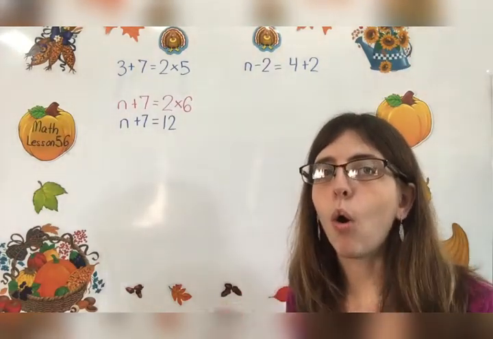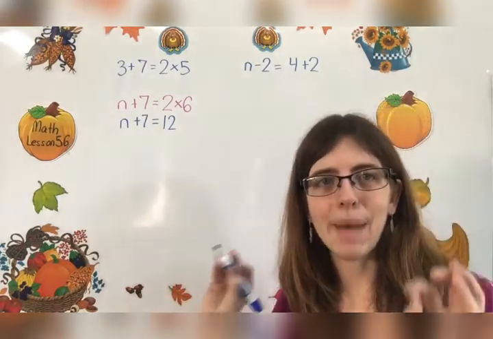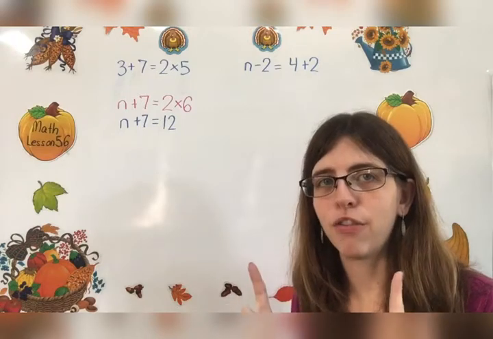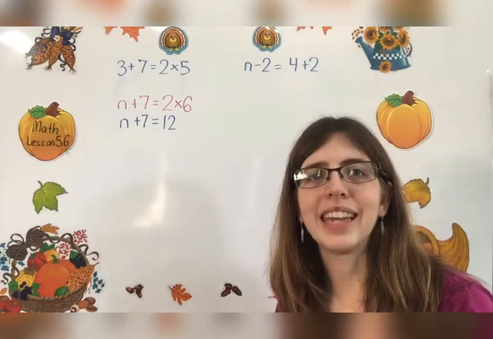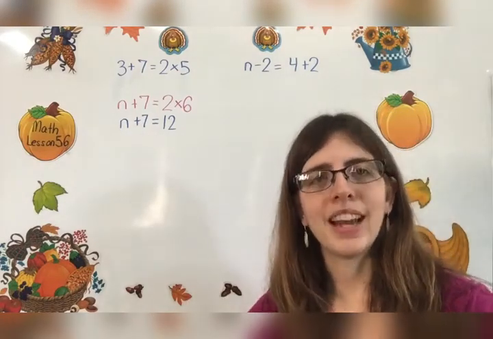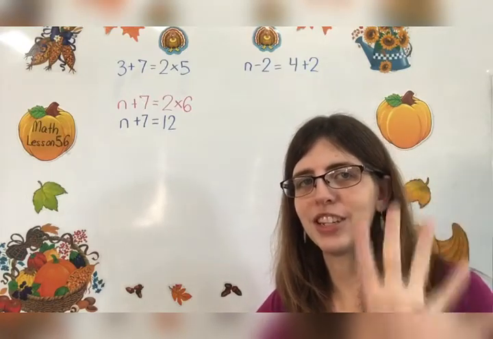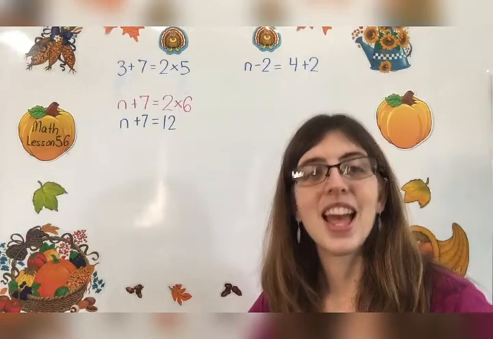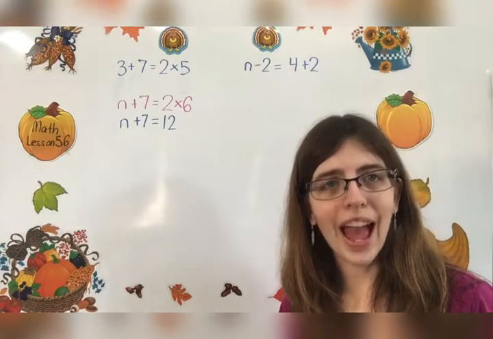Now, my whole goal, my meta, is to get n solita. I want to get n by itself. So, my next rule is that to get n by itself, I have to do the opposite, the opuesta, of whatever I'm doing to n right now. So right now, what am I doing? I'm adding 7. What's the opposite of adding? Every operation has an opposite. Addition, subtraction, multiplication, division, each one has an opposite. What's the opposite of addition? Subtraction. So because I'm adding a 7, the opposite is to subtract 7.